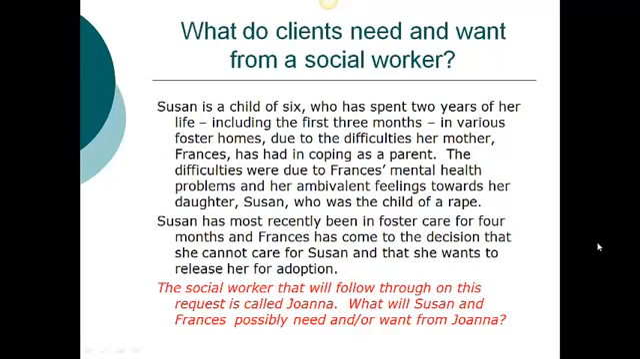As we go through the rest of the material in this section, think about this case and how some of the qualities, tools, including skills, and knowledge you think Joanna will need to respond to the wants and needs of Frances and Susan. Some of it may be the same, some of it may be different. If you remember in the previous presentation, we talked about how practice must be responsive to the developmental age and stage of clients. Susan is a young child, and Frances is an adult with mental health issues. So they're going to need some of the same things and some different things.